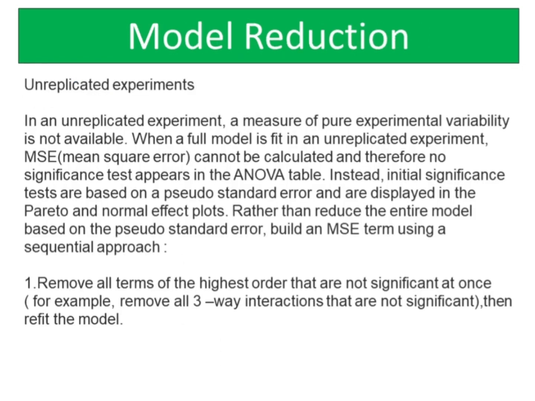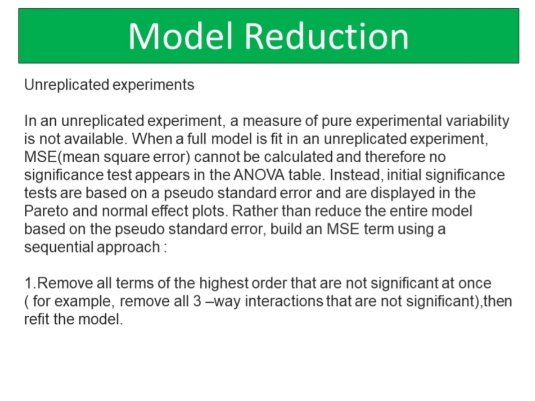Unreplicated experiments. In an unreplicated experiment, a measure of pure experimental variability is not available. When a full model is fit in an unreplicated experiment, the mean square error (MSE) cannot be calculated and therefore no significance test appears in the ANOVA table. Instead, initial significance tests are based on a pseudo-standard error and are displayed in the Pareto and normal effect plots. Rather than reduce the entire model based on the pseudo-standard error, build an MSE term using a sequential approach.